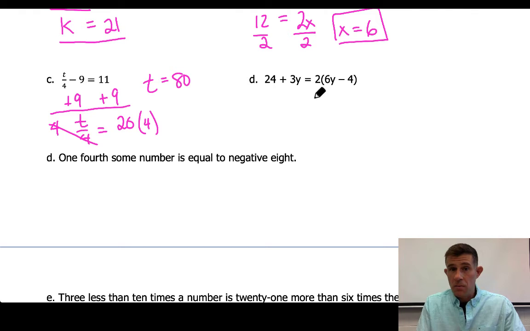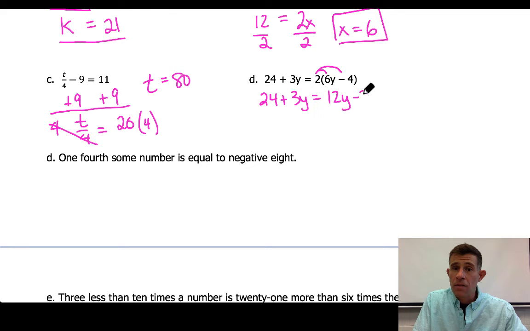All right, our final example here for our solving is pretty complex. I have more than 2 steps. In this case, I also see that I have a parentheses with a number in front, which reminds me I need to distribute that 2 to both of the terms inside the parentheses. So I'm going to start off by simplifying this right side of the equation, and this is going to give me 12y minus 8. So now I have 24 plus 3y equals 12y minus 8.